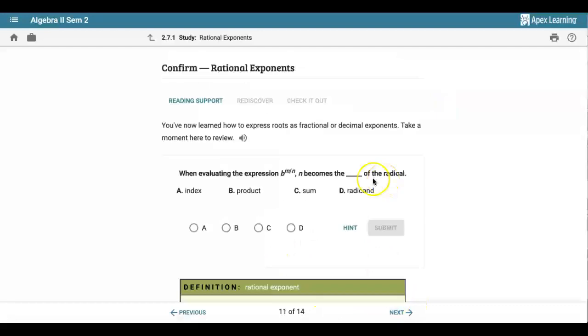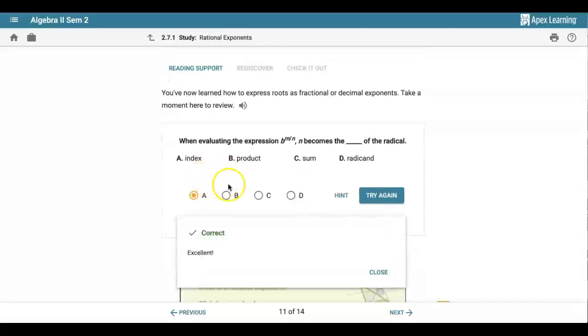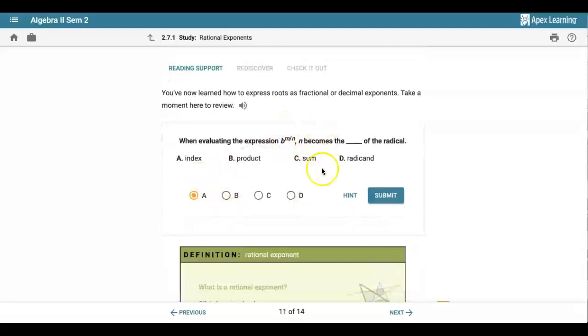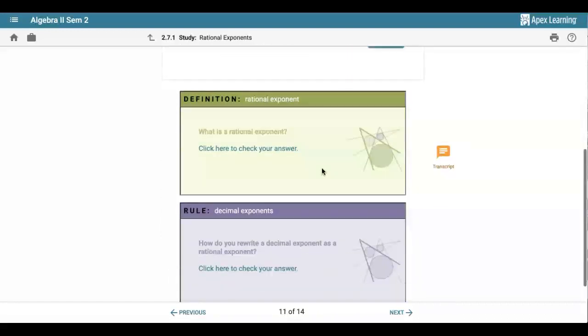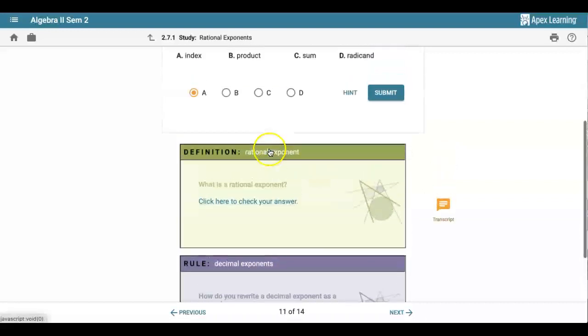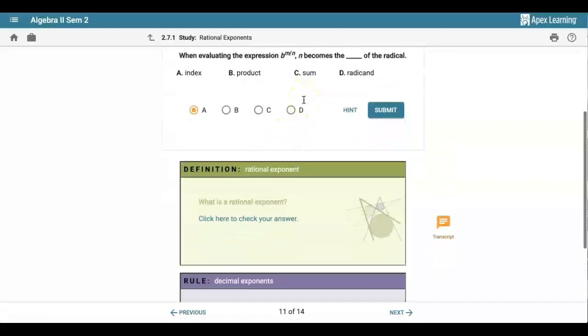All right. But when we're confirming this here, when we evaluate our expression, b to the m over n, the n becomes the index of the radical. Okay, it's still the index of the radical. The m becomes whatever we're raising b to. Okay, what is the rational exponent? That would be our m over n.